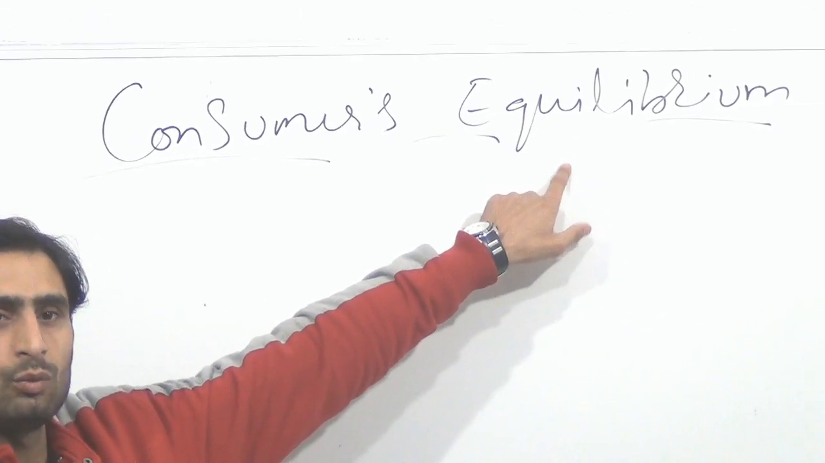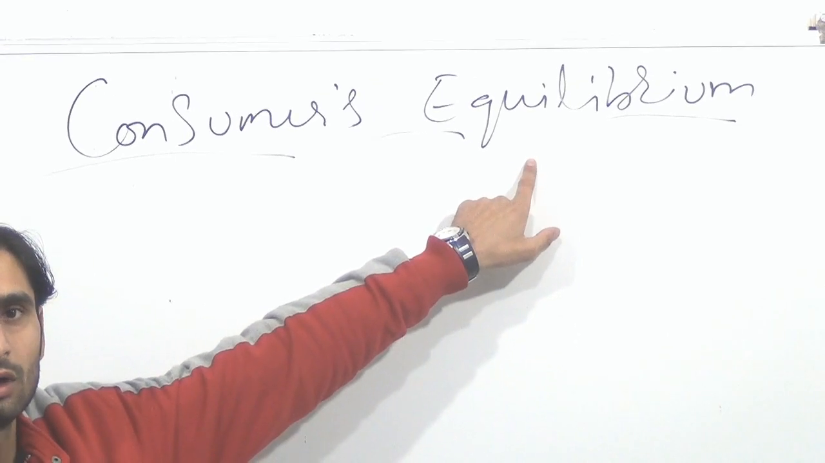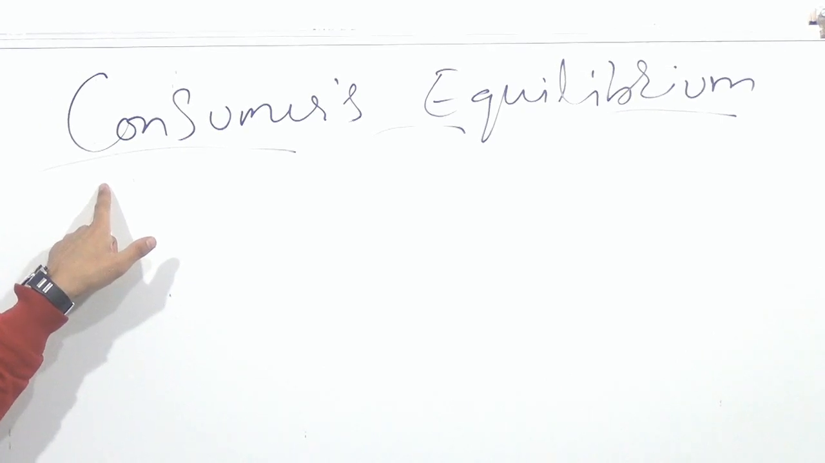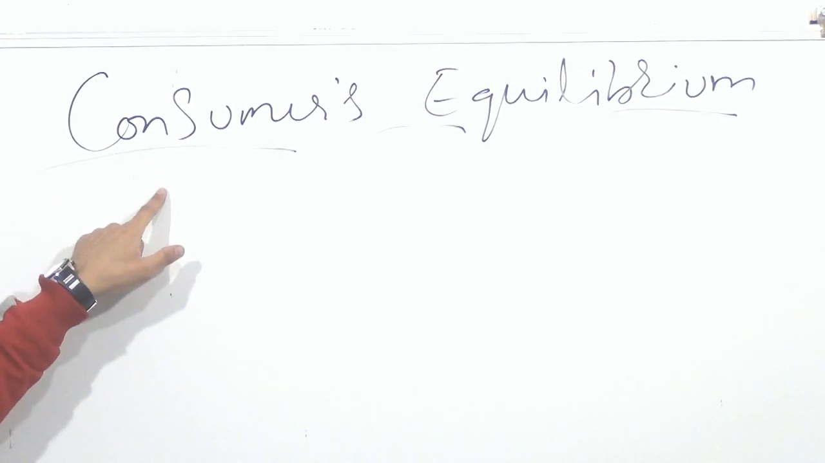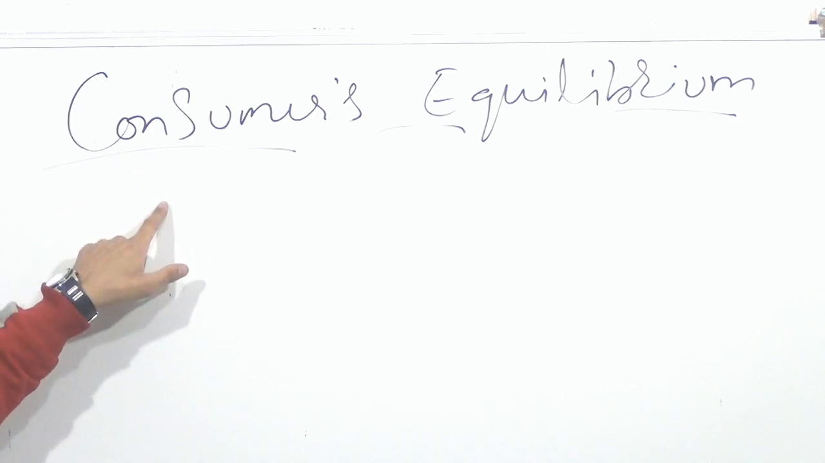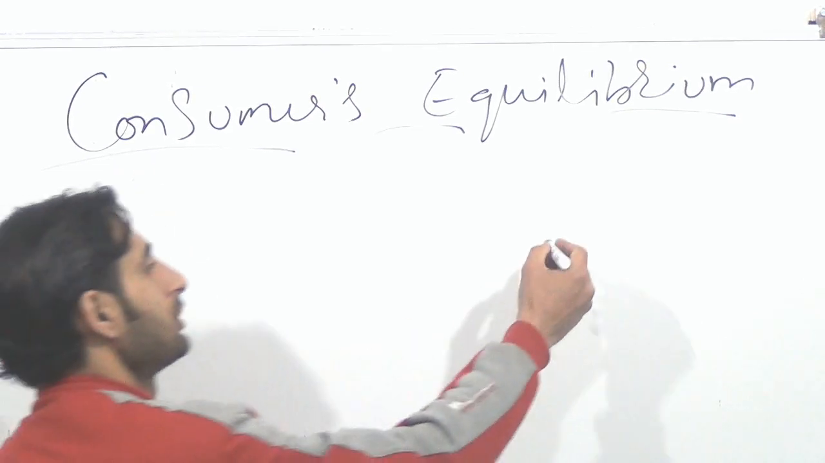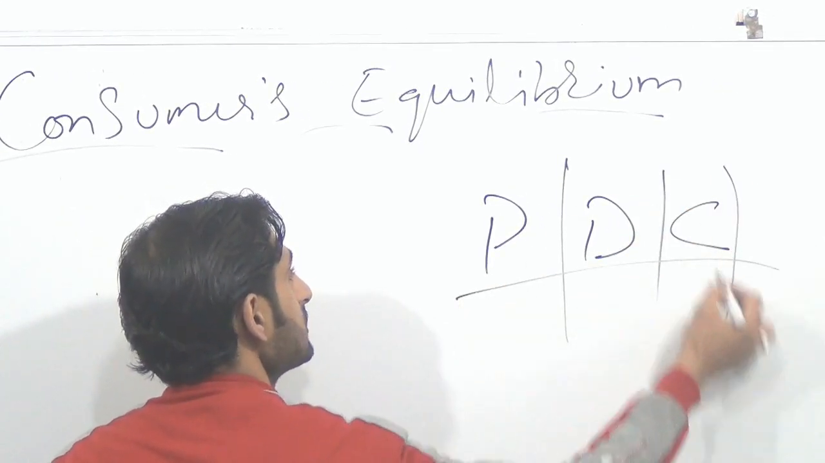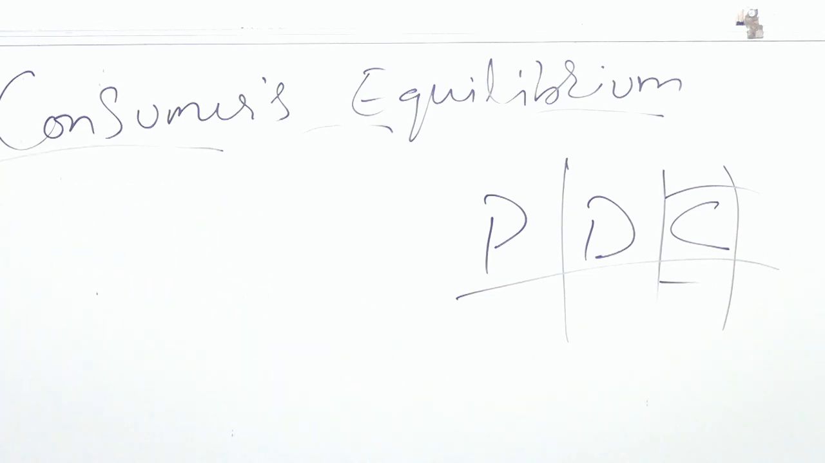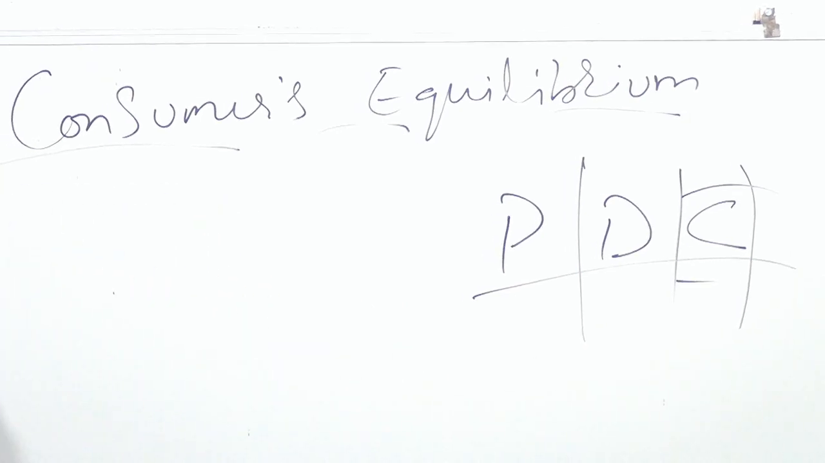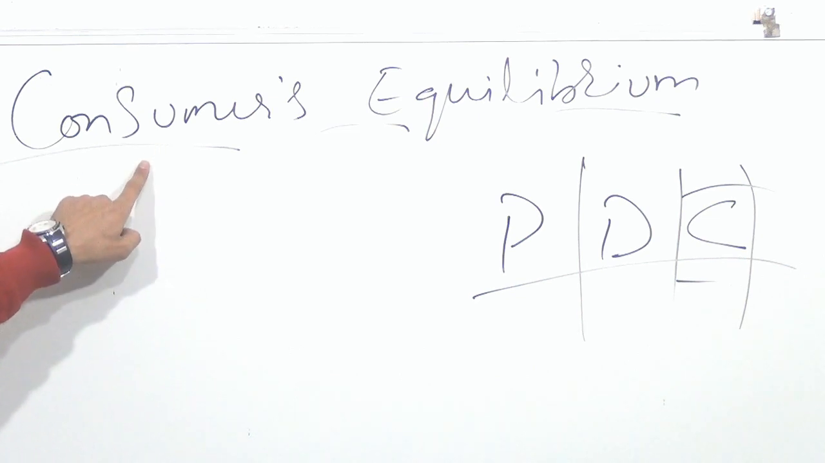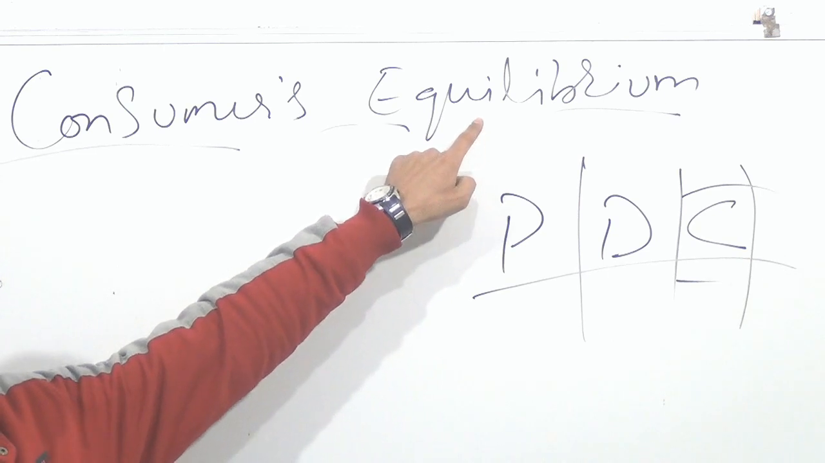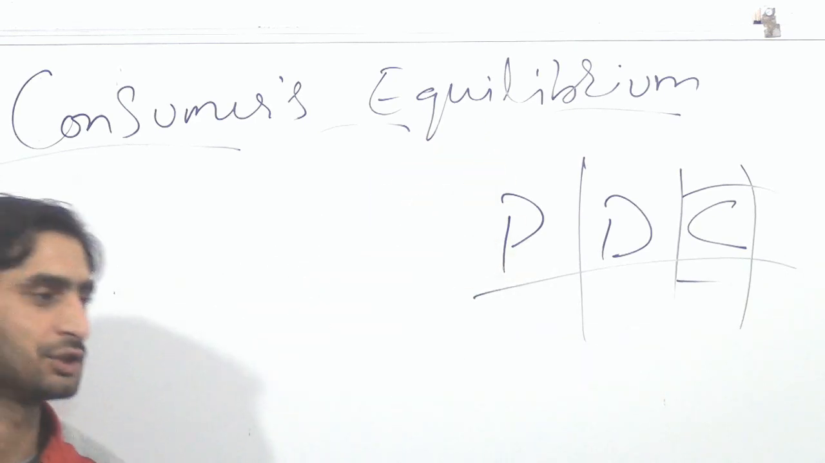Here, we are going to look into how a particular consumer, the last element of the three most important functions in economics, that is production, distribution and consumption, is going to be satisfied. How is this consumer going to attain equilibrium, the state of rest, where he is able to maximize his satisfaction.